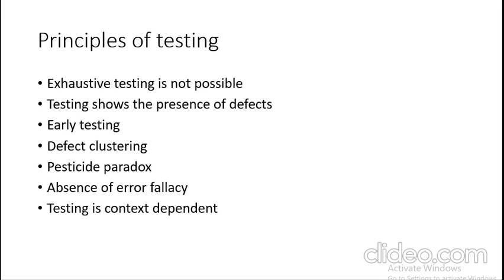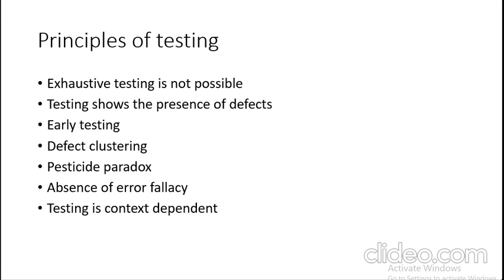And next is pesticide paradox. Execution of the same test case again and again never reveals new defects, because when the test case has failed once, then if we test again, the same behavior of the function or the defect will be produced. So there is no meaning of testing a defected function again and again.